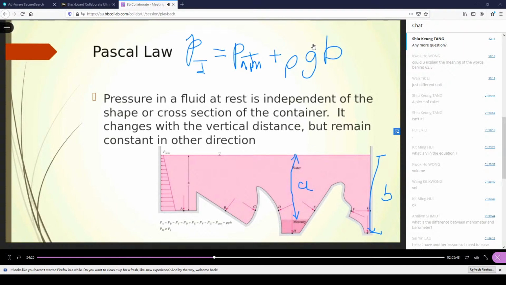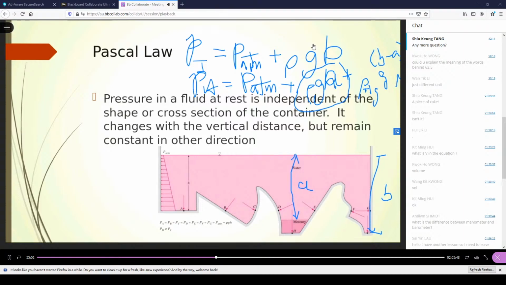And then pressure at H. Pressure at H equals atmospheric pressure plus rho g A. Then we also add the mercury. Mercury height is B minus A. First we consider the pressure here, and next we consider the rho g h, the additional pressure due to mercury. This is the pressure due to this water column, and this is the pressure due to this mercury column.